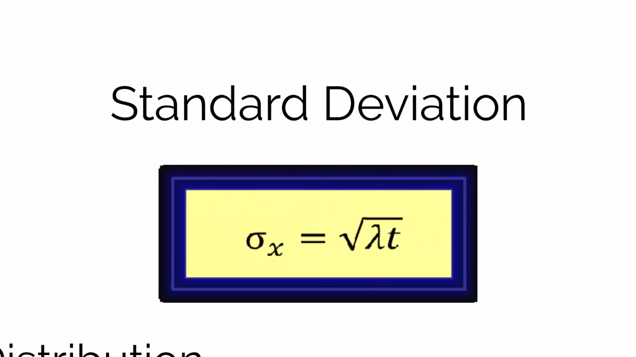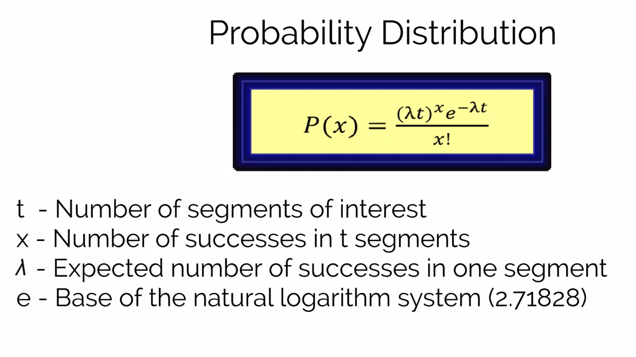So with the standard deviation, we're going to simply take the square root of our lambda times T. Then for our probability distribution here, we have lambda times T raised to the X power. So the X is the number of successes in T segments. So remember, anytime you got P with parentheses, that's the probability of some event.